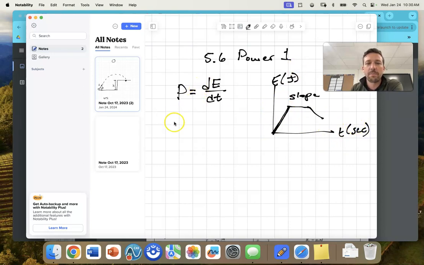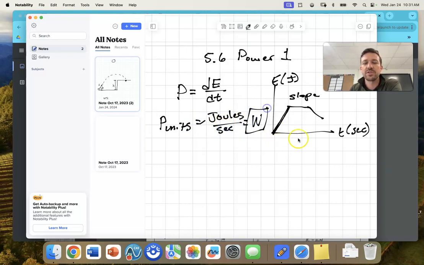So our power in terms of units is going to be joules per second, which we call watts. I'm just going to put a capital W. That's how they represent watts, capital W. So if they give you a graph of energy and time, the slope will give you power. Now, let's talk about that in a couple different ways.